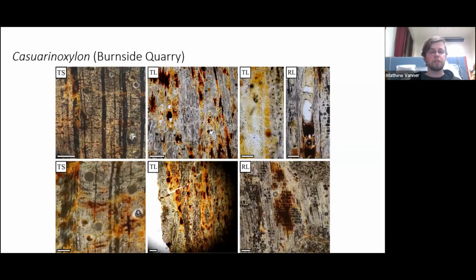We have Casuarinoxylon. This Casuarinoxylon is pretty typical for a casuarina. It has tall rays which are multiseriate. They can sometimes be aggregated. You can see how thick the rays are in this transverse section here. You have mostly solitary vessels, and you have an almost random selection of ray features, ray cells.